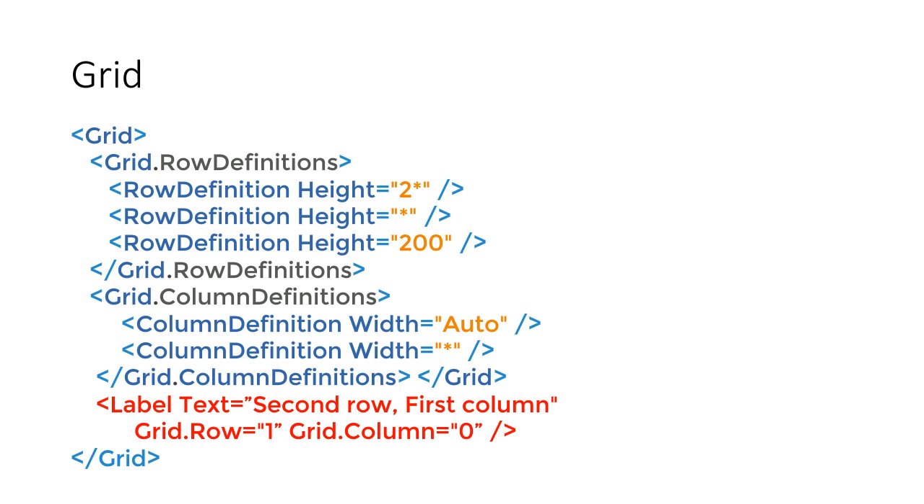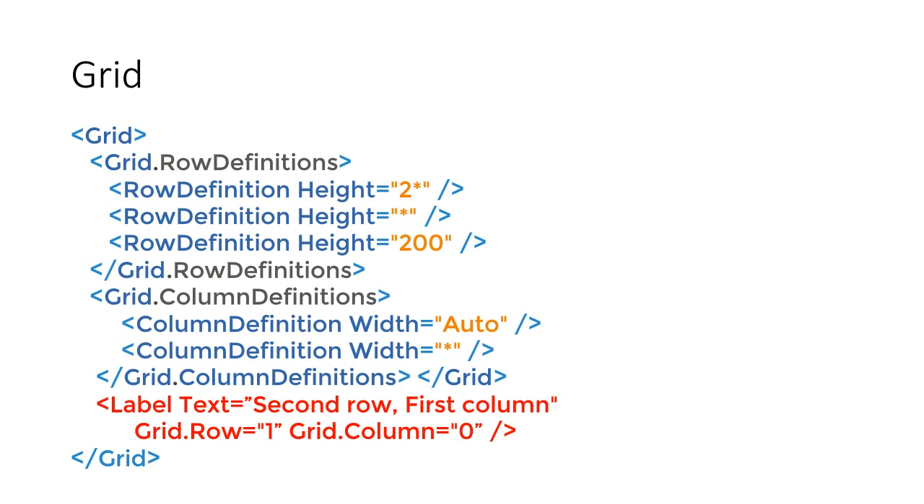However, our third row definition has a height set to a specific value of 200. What will happen here is that the row will assign 200 to that third row, and then it will take the remaining space and divide it 2 to 1. In the column definitions, we've set the width to auto, which essentially says for the first column, make it big enough to hold whatever I put in it, and then for the second column, make it as wide as all the remaining space.